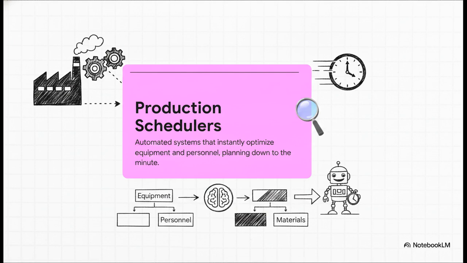These are dedicated, automated software systems. The source specifically highlights tools like Asprova as a prime example of this technology. These systems instantly calculate and optimize equipment, personnel, and materials, all at once. They can plan your production down to the exact minute and second, completely solving Excel's weaknesses by automating all that heavy mathematical lifting and totally removing the risk of manual data entry errors.